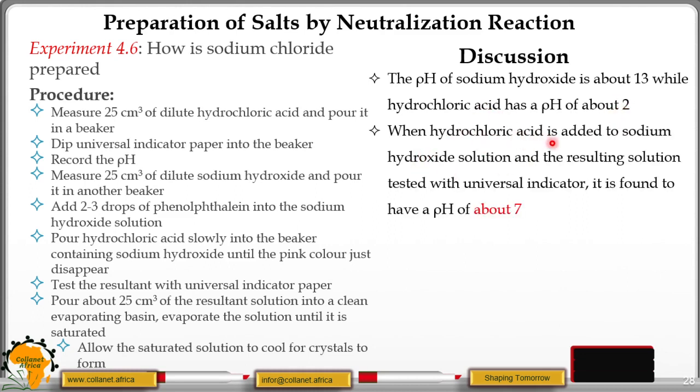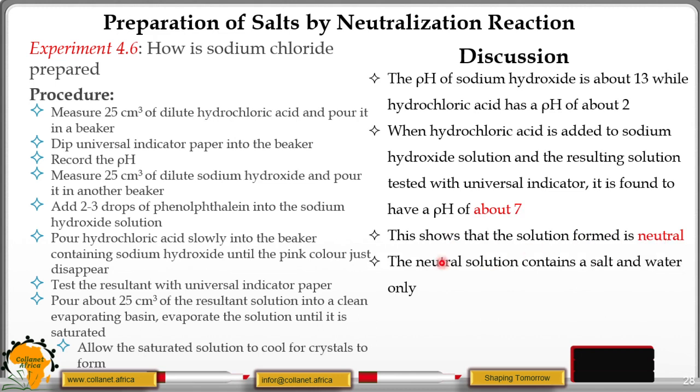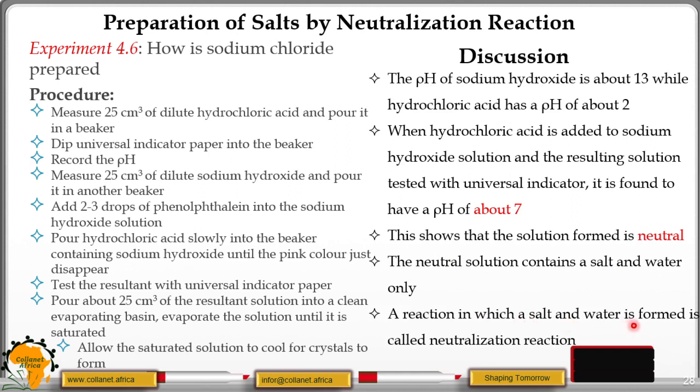When hydrochloric acid is added to sodium hydroxide solution and the resulting solution is tested using universal indicator, it is found that the pH is about 7. The 7 is in the middle, which means it's neutral. It's neither base nor acid. This shows that the solution formed is neutral. The neutral solution contains a salt and water only. A reaction in which a salt and water are formed is referred to as a neutralization reaction.